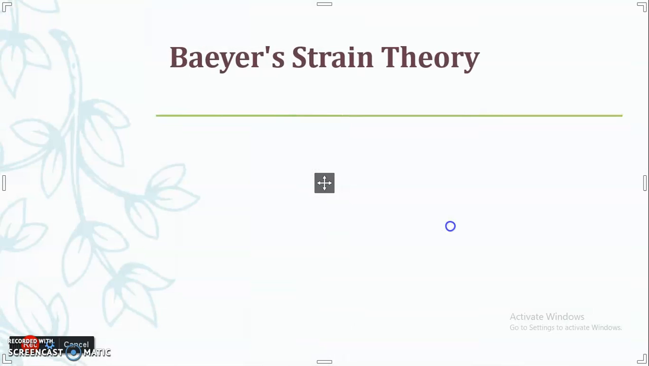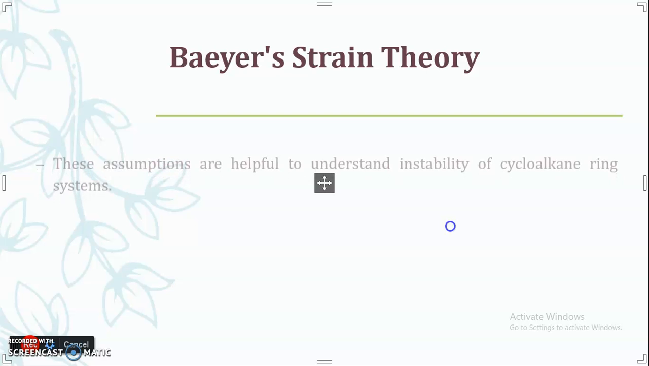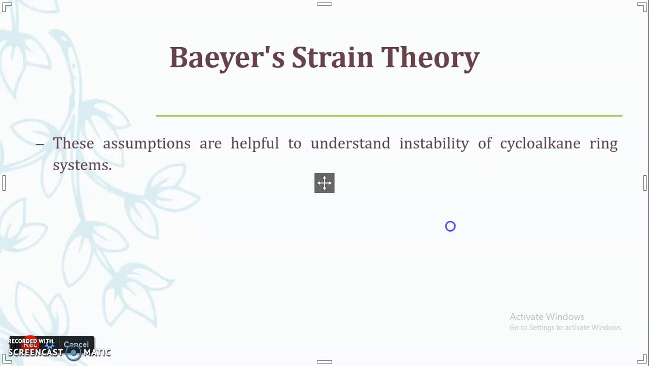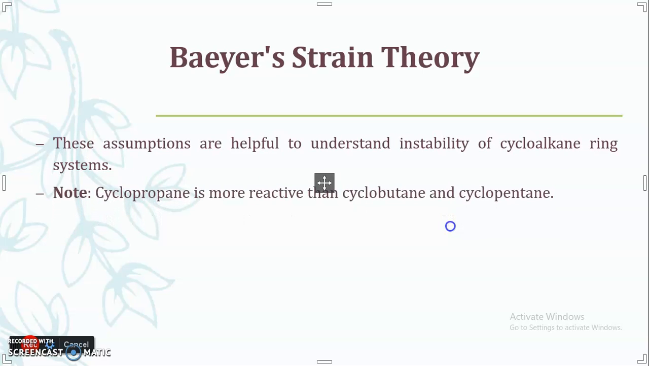So these are the various assumptions, and on the basis of these assumptions he has proposed this Baeyer strain theory. Now these assumptions are helpful to understand the instability of cycloalkane ring systems. Here you just have to remember that cyclopropane is more reactive than cyclobutane and cyclopentane, meaning cyclopropane is less stable. As we know, he has proposed that the higher the deviation, the more the instability or reactivity. So cyclopropane is the least stable in this series.